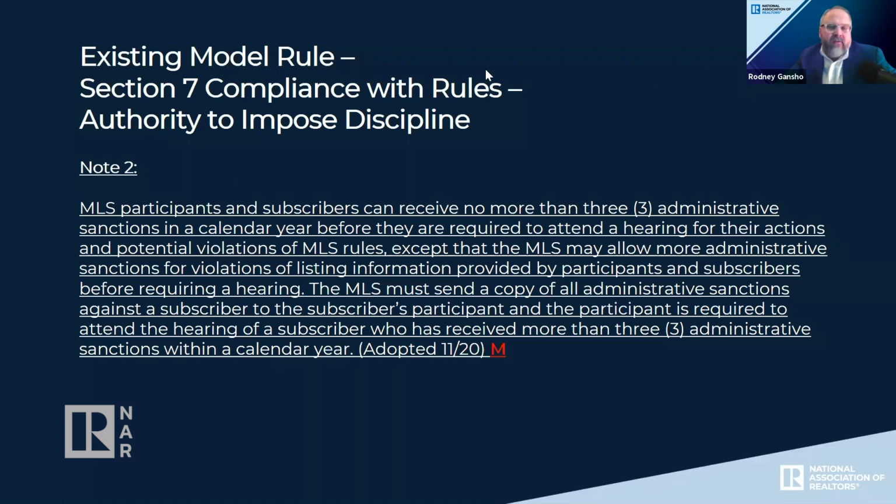The second part of this deals with the accountability of a principal broker, the participant, for the licensees affiliated with them. This note and the accompanying policy statement indicate that when an affiliated licensee, a subscriber, violates more than 3 administrative sanctions in a calendar year, and that subsequently goes to a hearing, they've lost their right to pay an administrative sanction. The principal broker, the participant, would have to accompany that individual to the hearing because they should be more involved in the accountability and understanding what that individual is doing that are potential violations of the Code of Ethics.